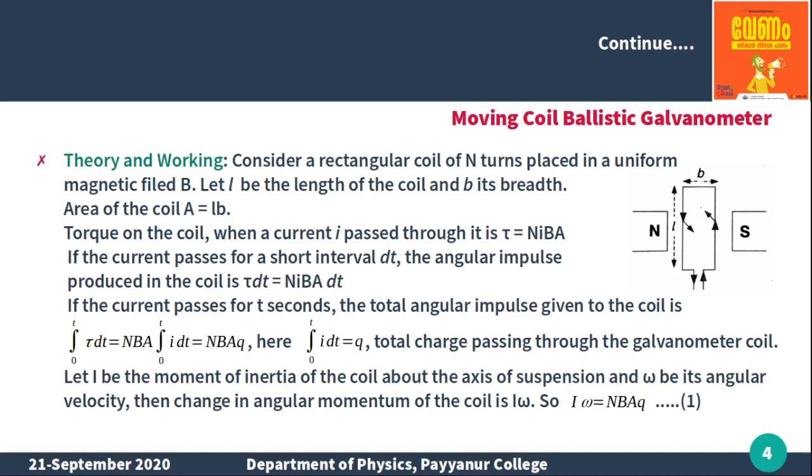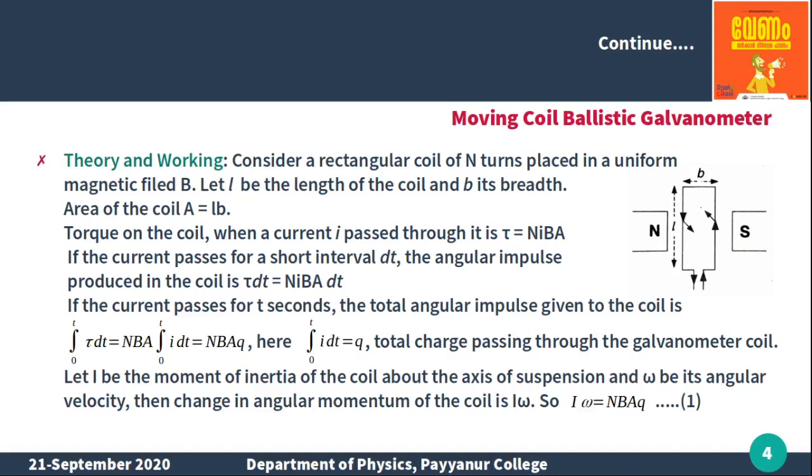Now let I be the moment of inertia of the coil about the axis of suspension. It is suspended, axis of suspension. Before you are applying the current, that coil is remaining stationary. So its angular velocity is 0. You know that its angular velocity is 0.